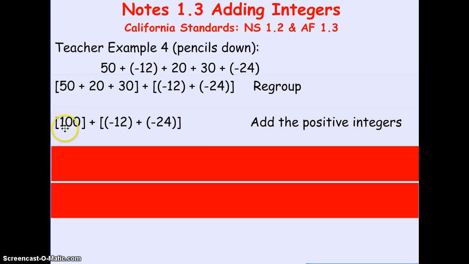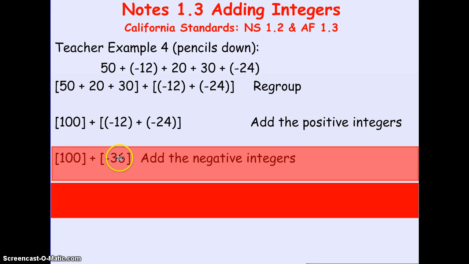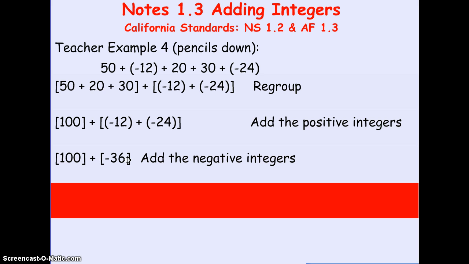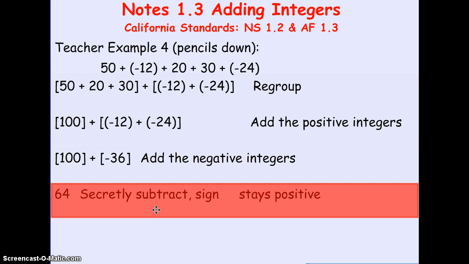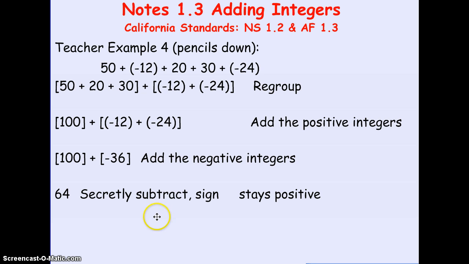So here's my positive 100, here's my negative 36, and finally I'm going to secretly subtract the two. And already I know that my answer is going to be positive because that 100 has a greater absolute value. So I end up with an answer of 64.